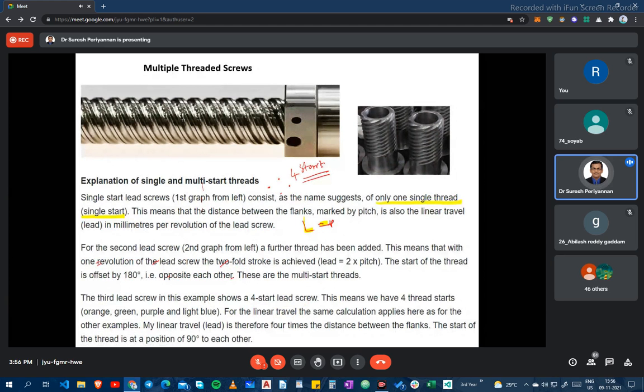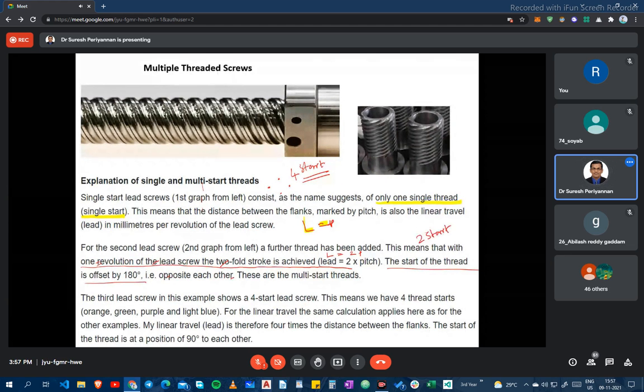Now I come to the two start thread. Here, with one revolution of this lead screw, two strokes are achieved. This is nothing but the lead is equal to twice the pitch. The displacement of the screw is twice the pitch. The start threads are 180-degree offset, because it is a two start thread.